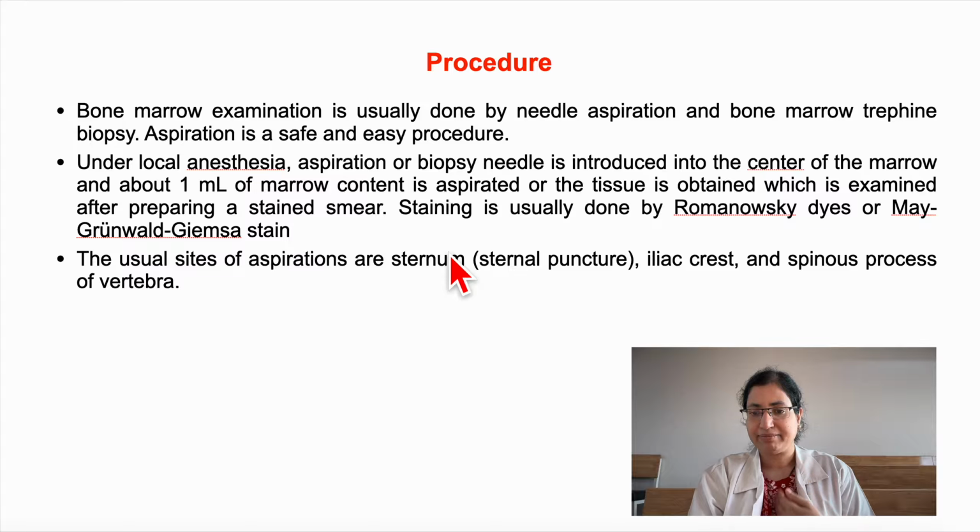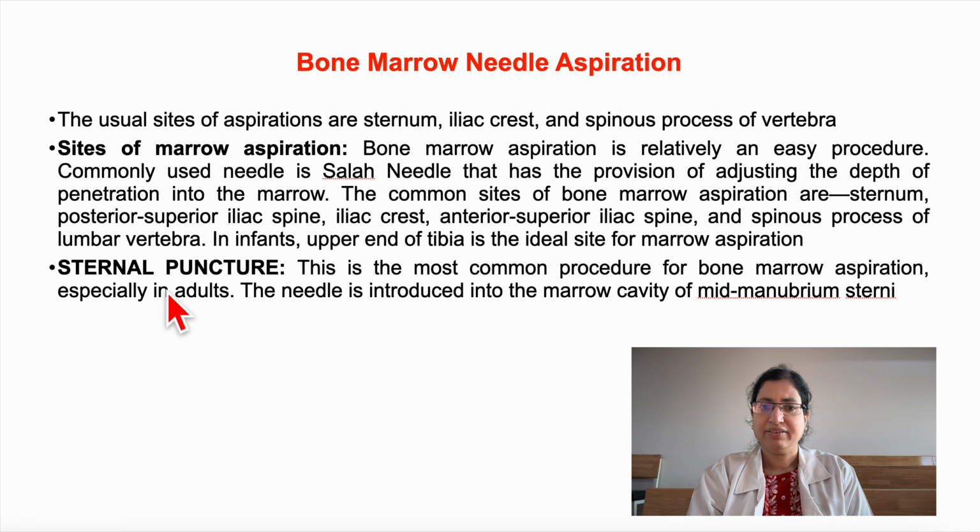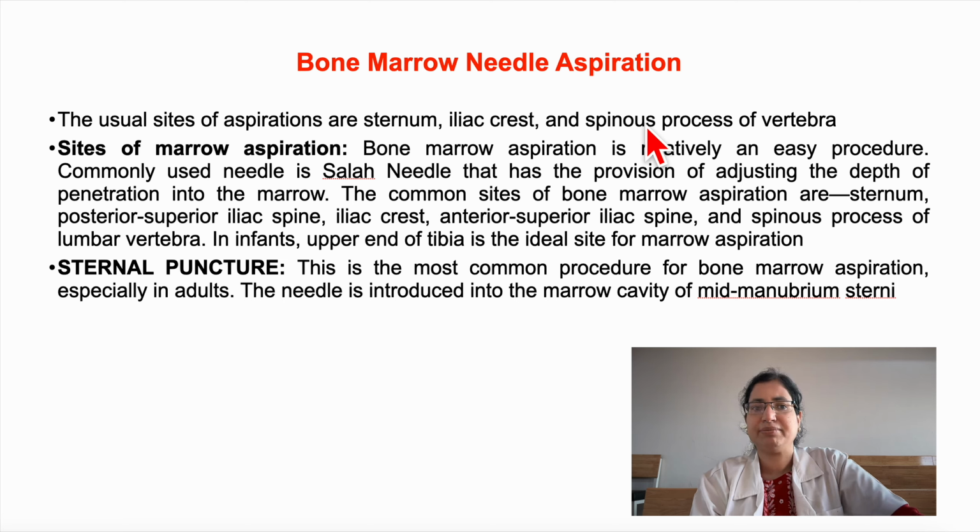What is the site of aspiration? It is the sternum. Here is the bone, it is called the sternum. Sternal puncture, iliac crest and spinous process of vertebra. These are the sites. This is important. What is bone marrow needle aspiration? The usual sites for aspiration are the sternum, iliac crest and spinous process of vertebrae.